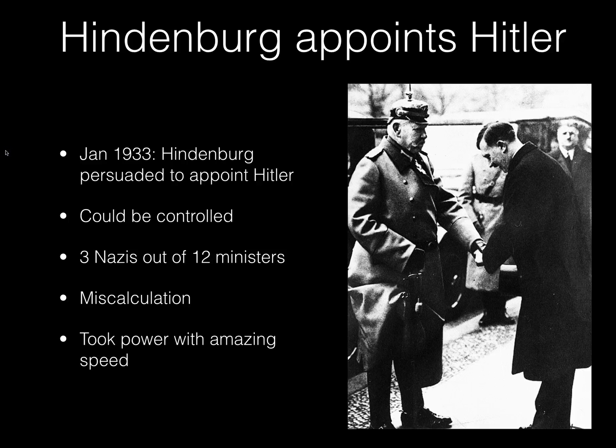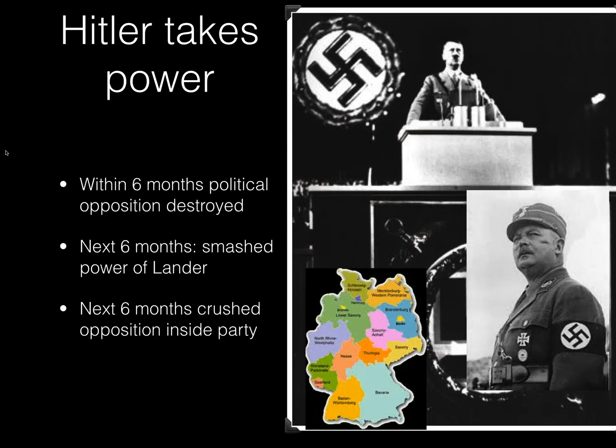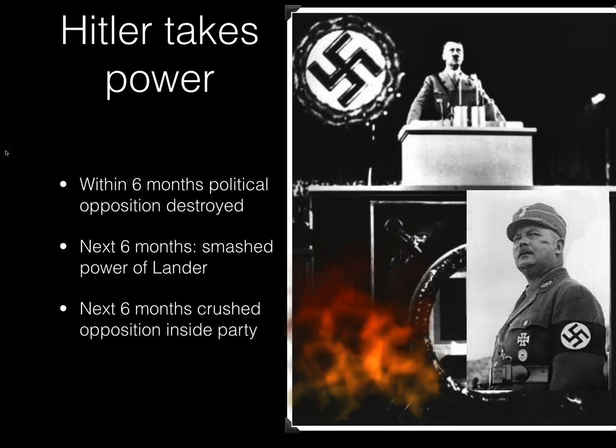Hitler and the Nazis then, over the next 18 months, took power with amazing speed. Within 6 months, all political opposition was destroyed. Other political parties were banned. Within the next 6 months, the power of the regional governments of Germany, the Länder, was smashed. They were replaced by Nazi Gauleiters.